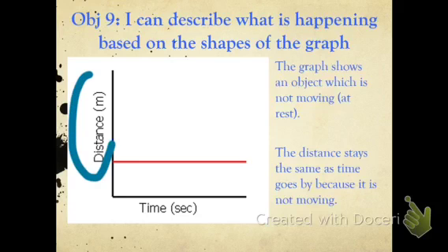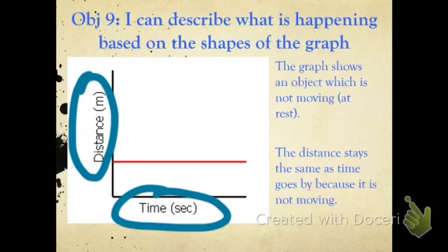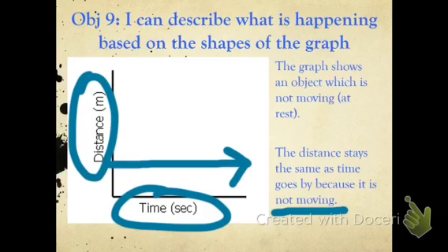Okay, so if we look at this, this is distance and this is the amount of time. So as time is increasing, our distance stays exactly the same. Because our distance isn't changing at all, it's not going up, it's not going down, it tells us that whatever this object is, it is not moving. Time's increasing, distance is staying exactly the same, the object is not moving. So that's your first graph.